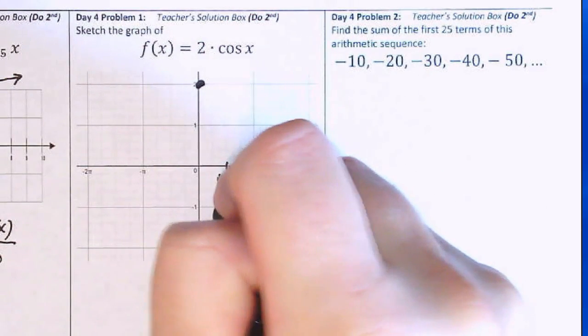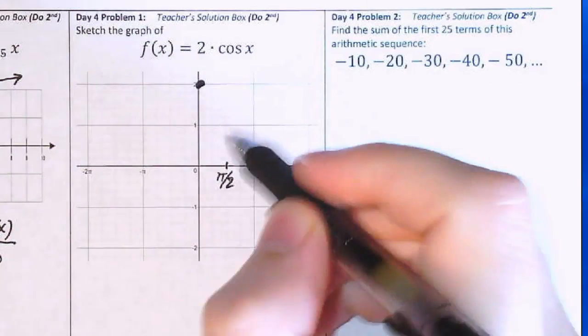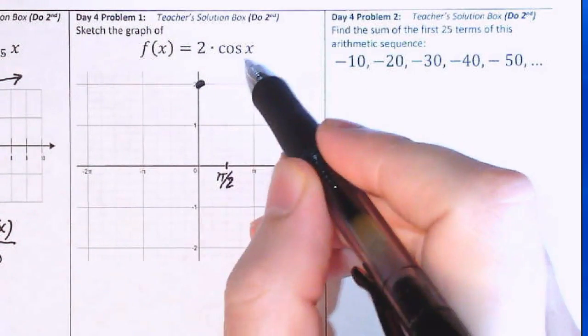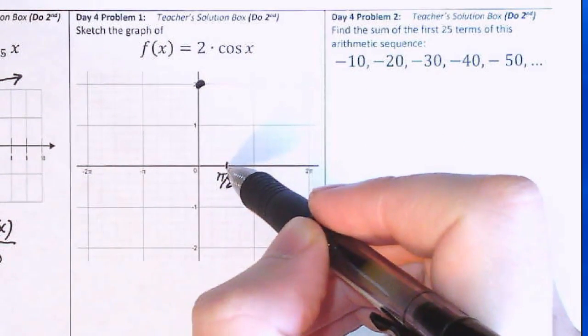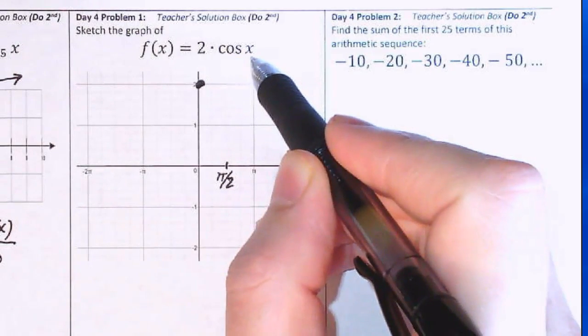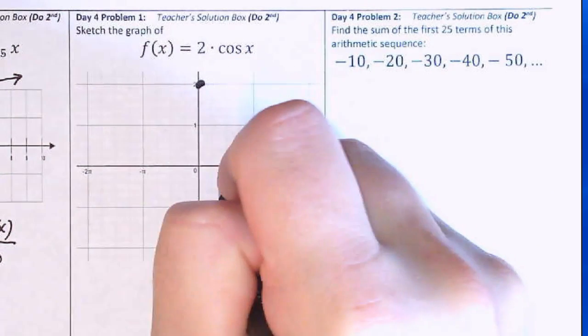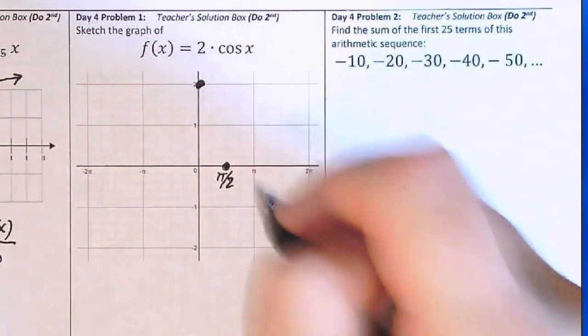Next, let's find pi over 2 here on the x-axis and evaluate the cosine of pi over 2. Pi over 2 is at the very top of the unit circle. The cosine of pi over 2 is 0, and so 2 times 0 is 0. That's going to intersect there.